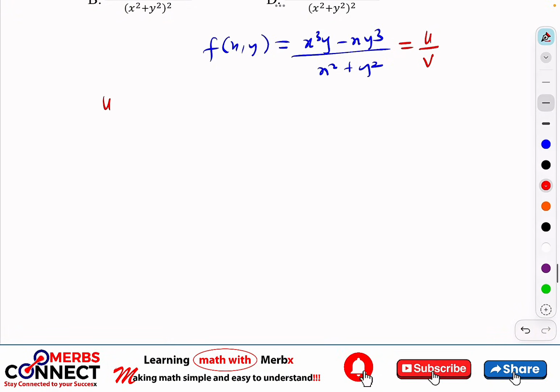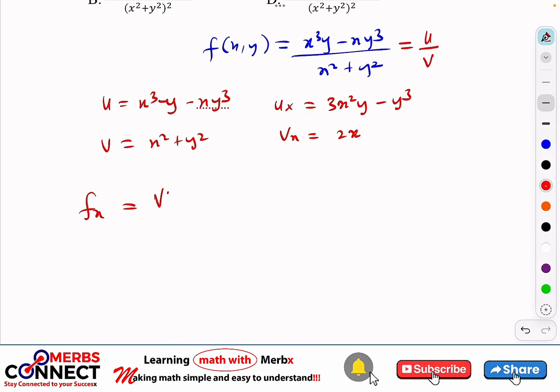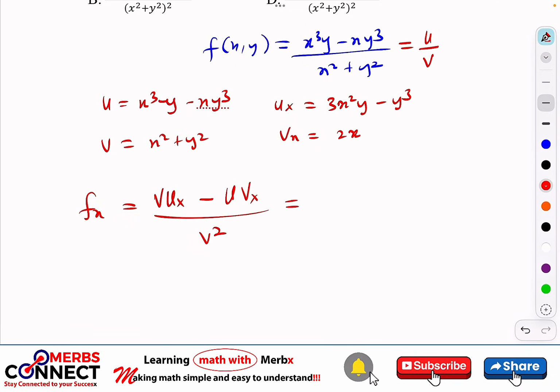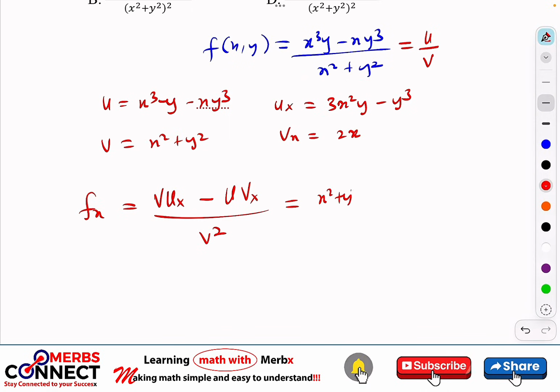So my u is x cubed y minus x y cubed, so ux will be equal to 3x squared y minus y cubed. V is x squared plus y squared, so my vx will be just 2x. So what is the partial with respect to x? This is maintain v, differentiate u, minus maintain u, differentiate v, divided by v squared. So v times ux is going to give us x squared plus y squared, times 3x squared y minus y cubed.